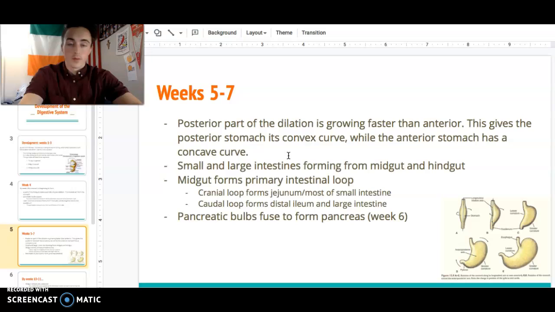The midgut is forming a primary intestinal loop. The cranial loop is forming the jejunum and most of the small intestine, and the caudal loop is forming the distal ileum and large intestine. Both of those loops are formed from the primary intestinal loop. And during week 6, the pancreatic buds are fusing to form the pancreas.